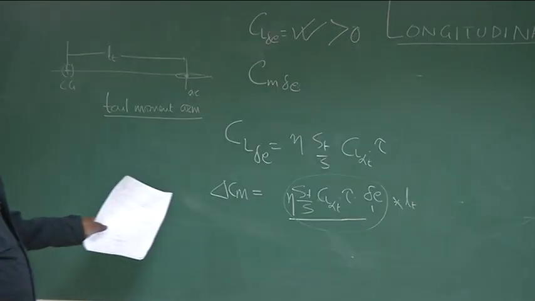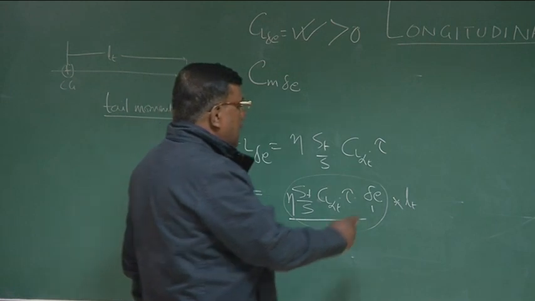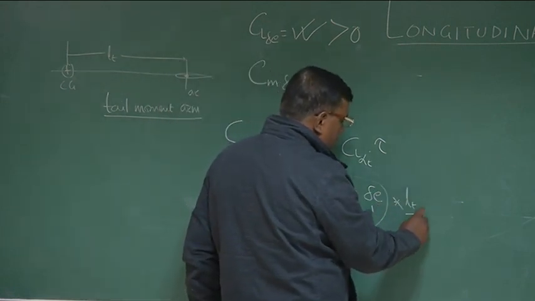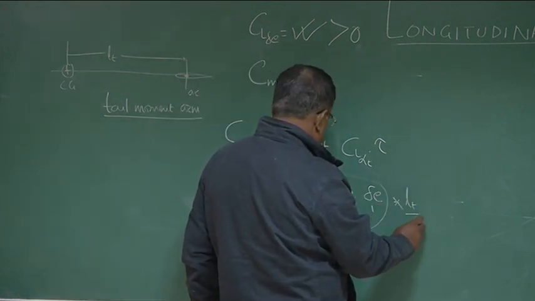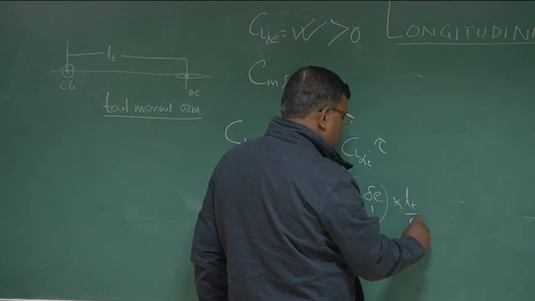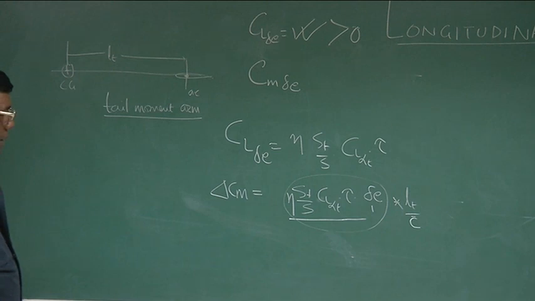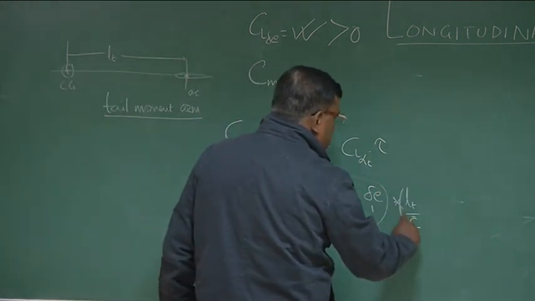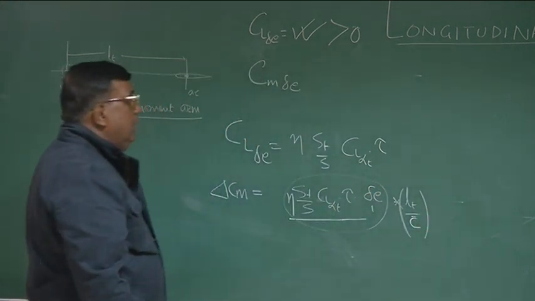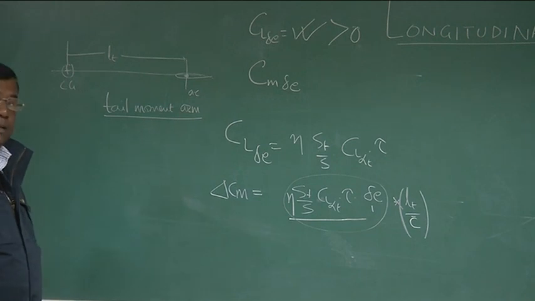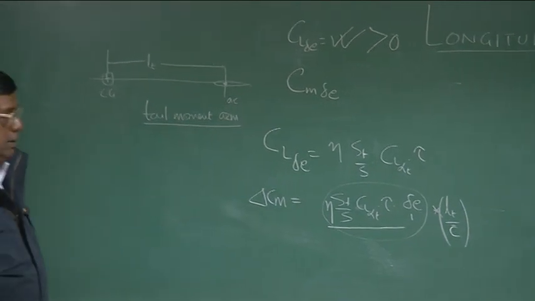When I am writing delta Cm, please understand, I need to write it non-dimensional. So this is non-dimensional with C bar. Okay? I should be very, very careful about it. Because I am talking about non-dimensional delta Cm, so LT by C bar. But still, this is not correct. There is something wrong in this. What is wrong in this?